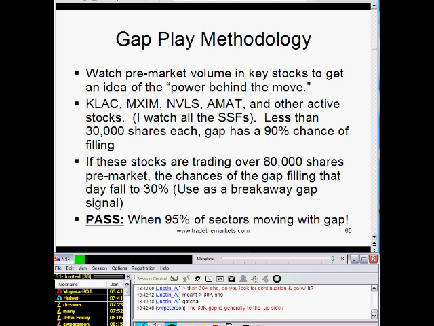Sarah, no, that could be either way. You can have an 80K gap to the upside or an 80K gap to the downside. The direction doesn't matter. It's just the volume. The volume is what's critical.